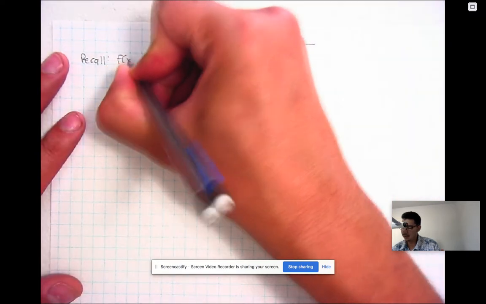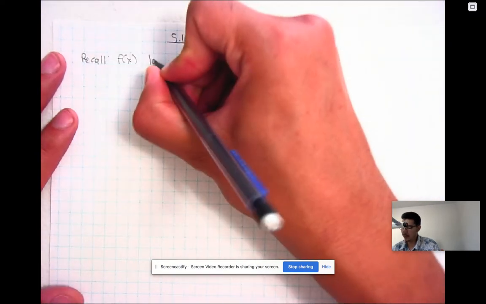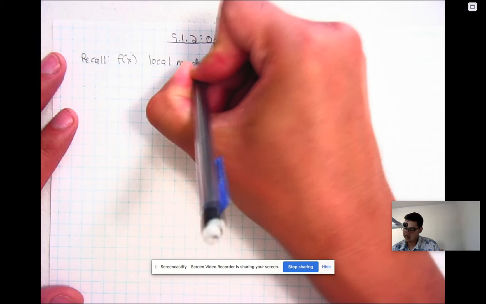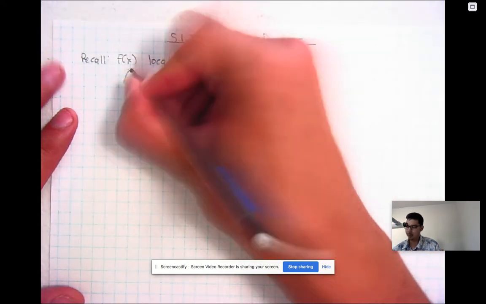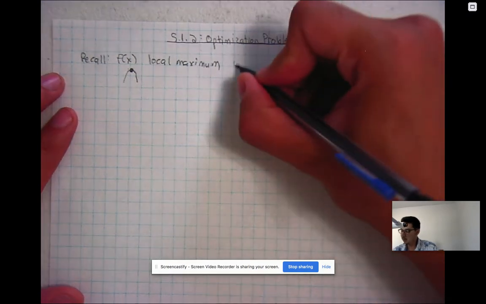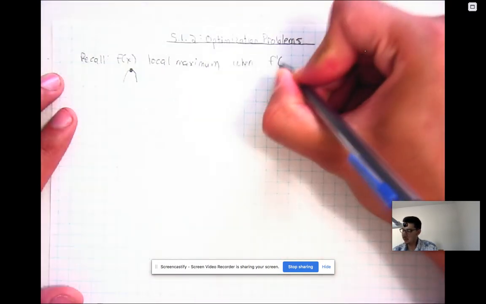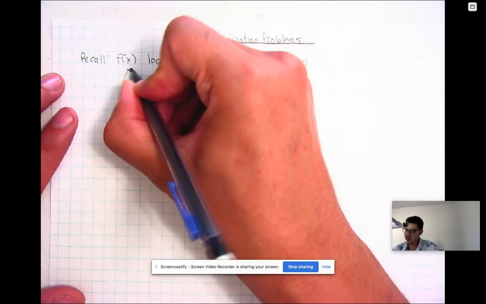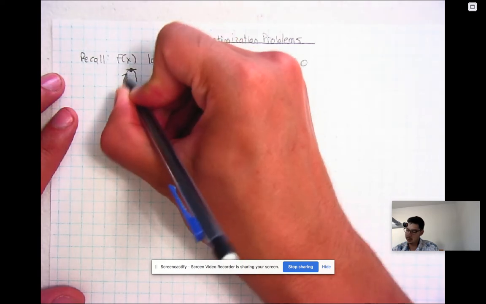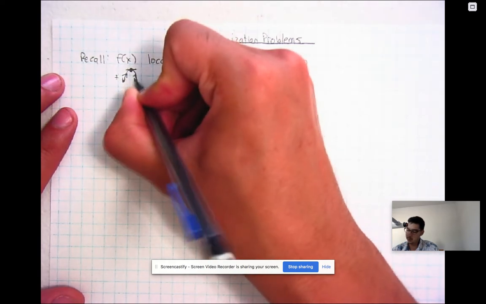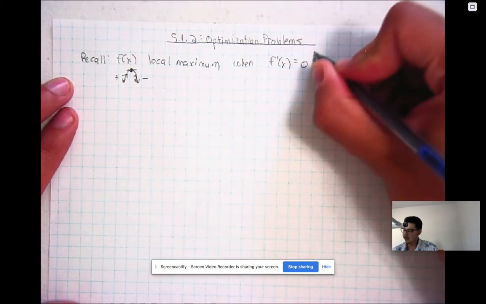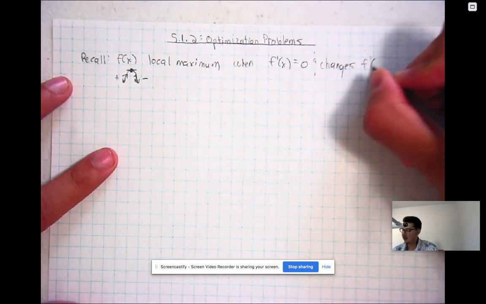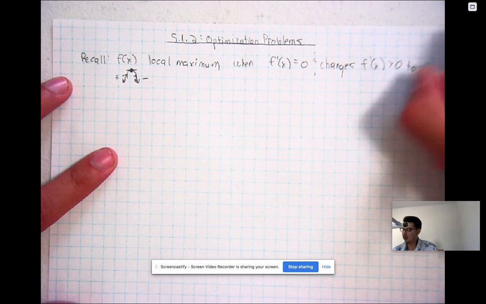So f of x will have a local maximum. To help you visualize that, picture a maximum as a point at the top of a peak like that, when the derivative is 0. As you'll see, the slope is 0, and the slope is changing from a positive slope to a negative slope, changes from positive to negative.